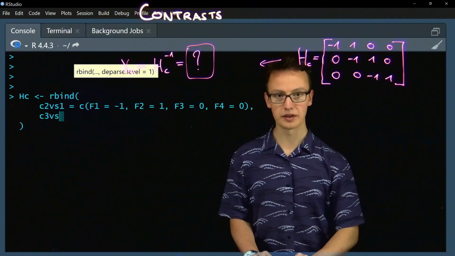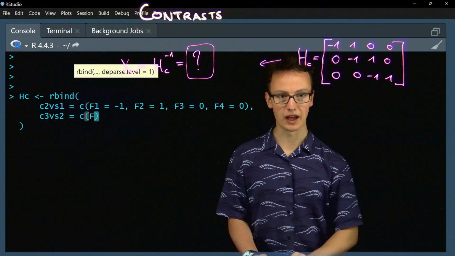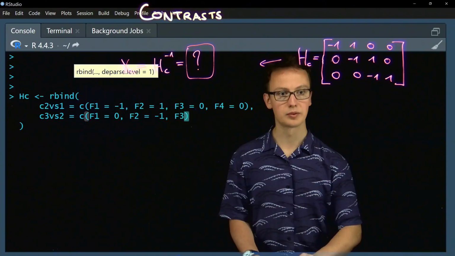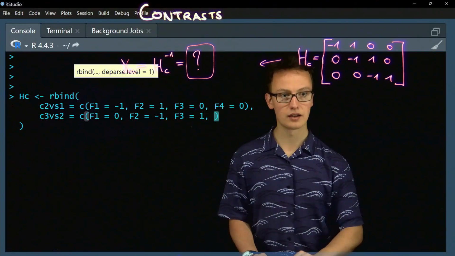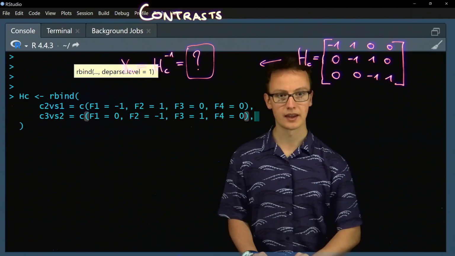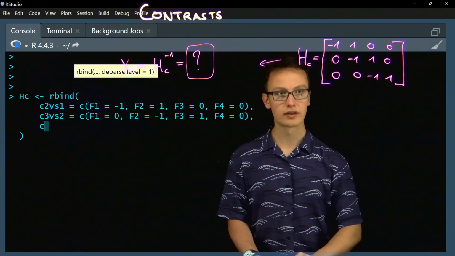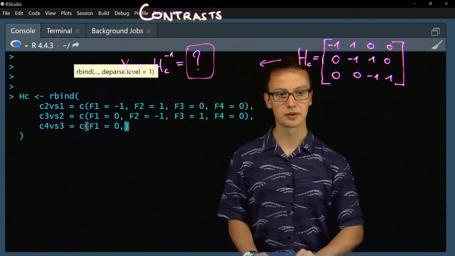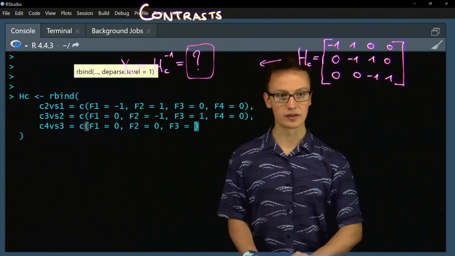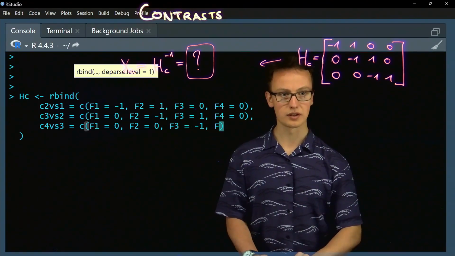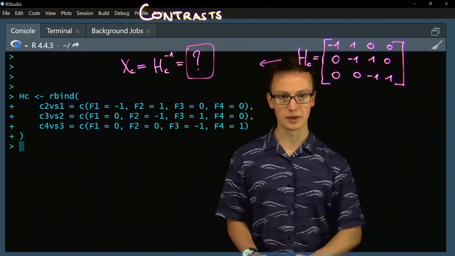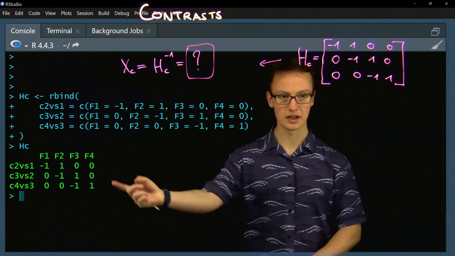Now the second row will be 3 versus 2, and here we will have for the first group a 0, for the second group -1, for the third group a 1, and for the fourth group a 0 again. Finally, we do have 4 versus 3, so here we'll have 0 for the first group, 0 again for the second level. For the third level, we have a -1 coefficient, and for the fourth one, we have a 1, right? As we saw here. So we can define this matrix, confirm that it looks as we want it to look.